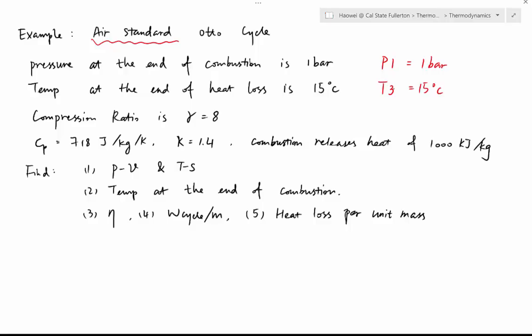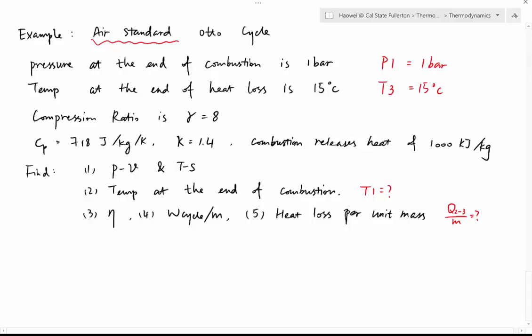And then we next look for temperature at the end of combustion. At the end of combustion, 4 to 1 is combustion. At the end, so that's number 1. We're looking for T1. And then number 3 is to look for efficiency. Number 4 is to look for W cycle per unit mass. And number 5 is to look for heat loss per unit mass. Heat loss, which step is heat loss? That's process 2 to 3, per unit mass.